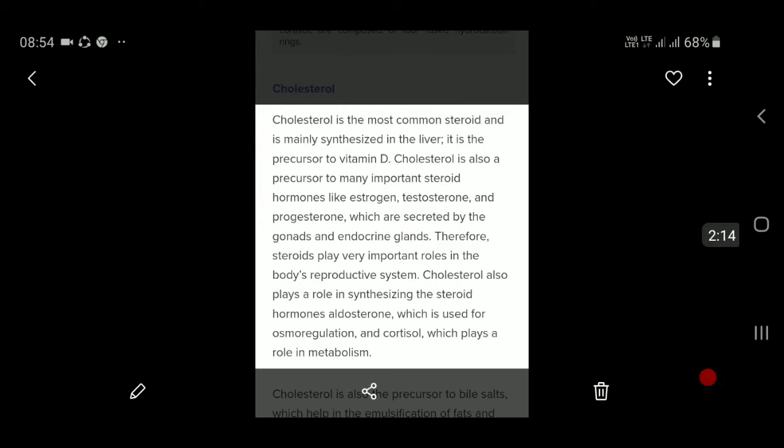Cholesterol is the most common steroid and is mainly synthesized in the liver. It is the precursor of vitamin D. Cholesterol is also a precursor to many important steroid hormones like estrogen, testosterone, and progesterone, which are secreted by gonads and endocrine glands. Therefore, steroids play very important roles in the body's reproductive system. Cholesterol also plays a role in synthesizing the steroid hormones aldosterone, which is used for osmoregulation, and cortisol, which plays a role in metabolism.